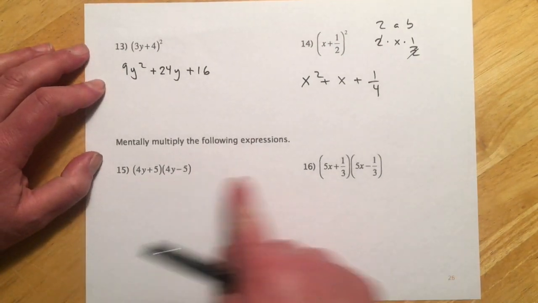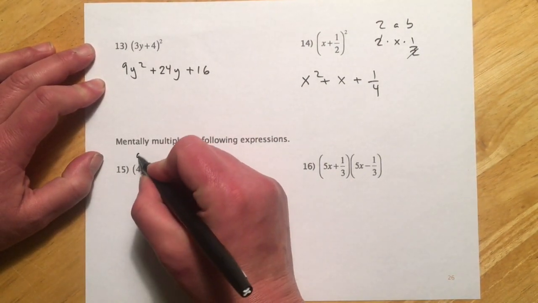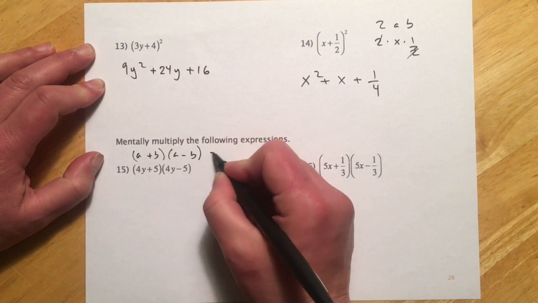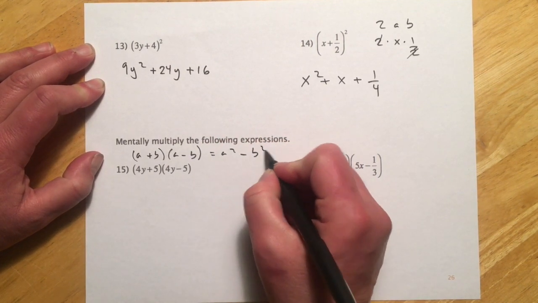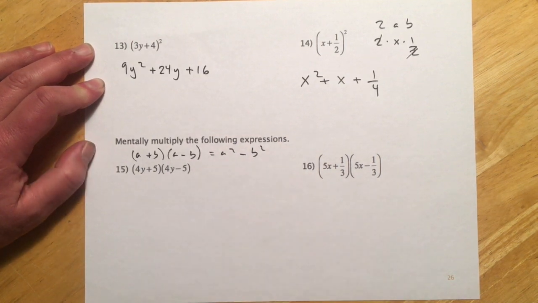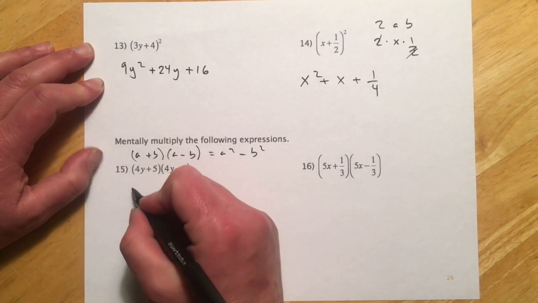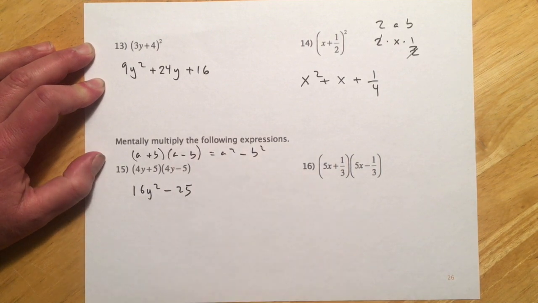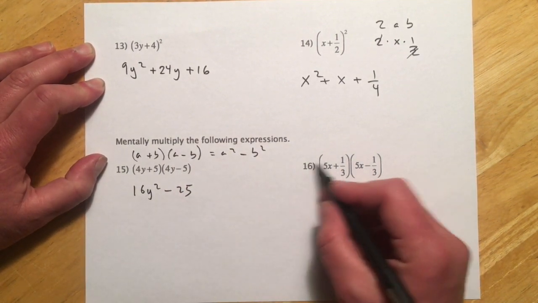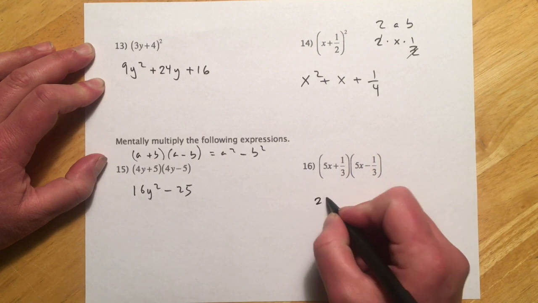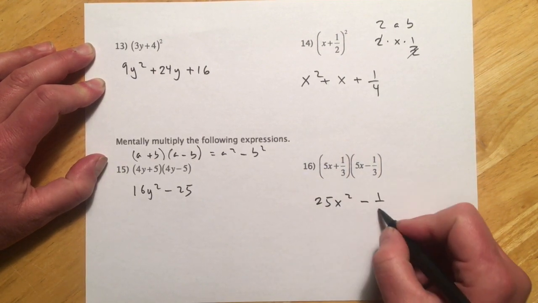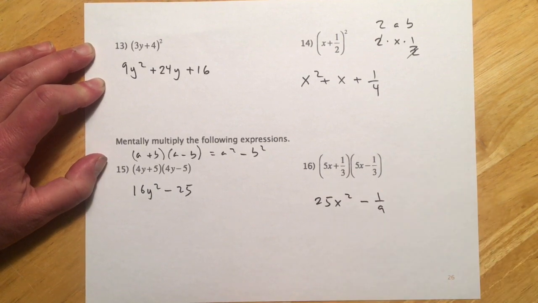So these next two ones I would do, and they're doing the a plus b, a minus b property. So that's going to go to a squared minus b squared. That's the third of the formulas. So this one's going to be 16y squared and then minus 25. Much easier than foiling. Here we just have 25x squared and then minus 1/9, because 1/3 times 1/3 for 1/9.